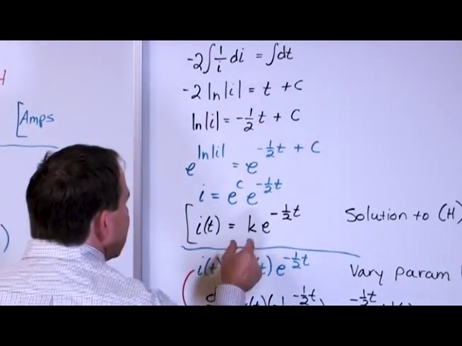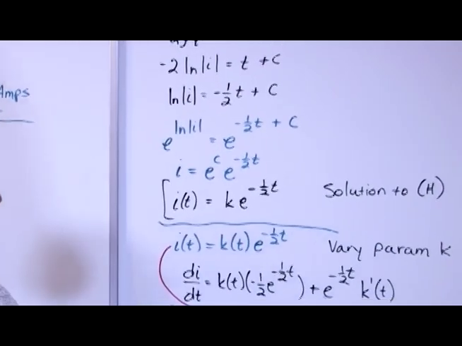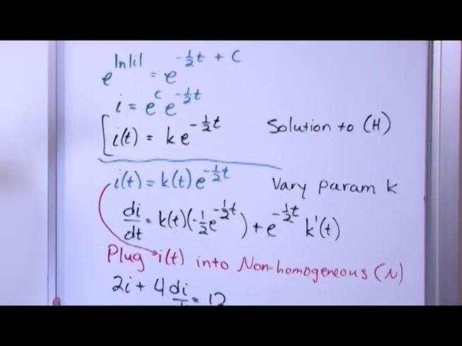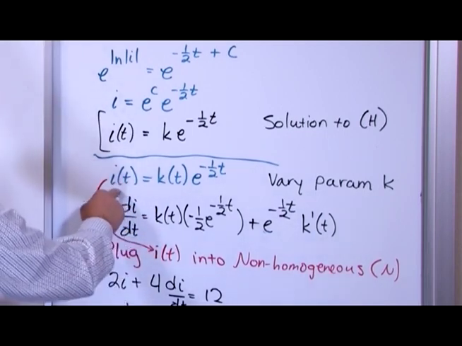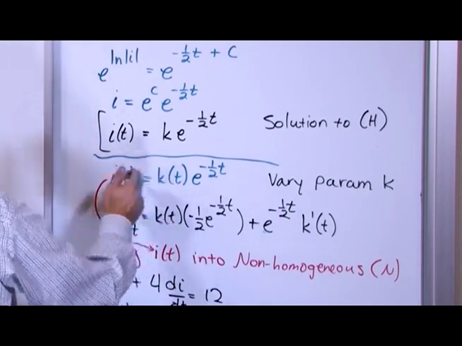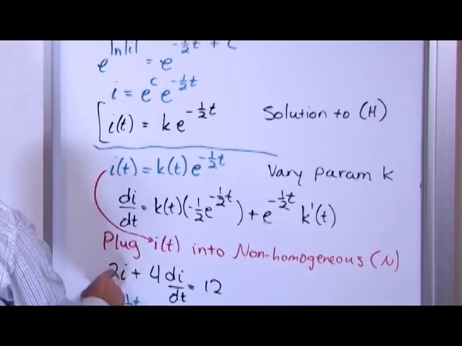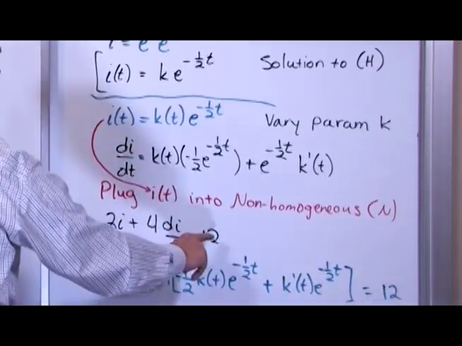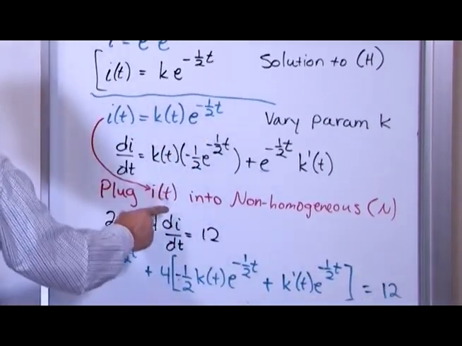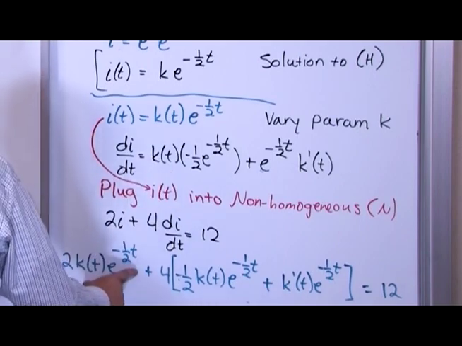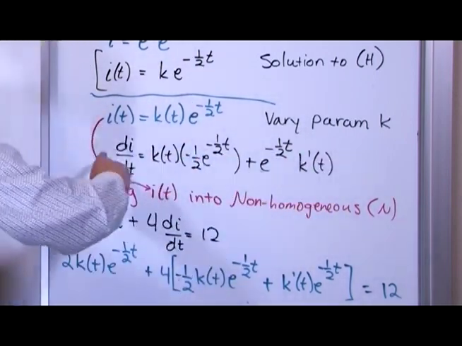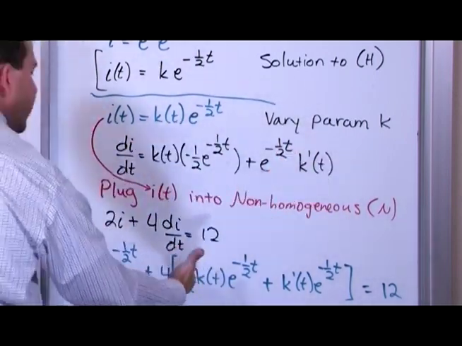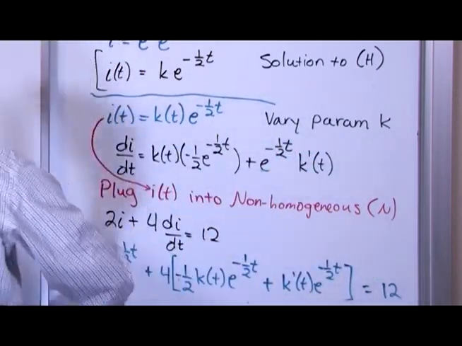To continue on, we let this parameter vary as k of t, and it's kind of a guess, but it's proven to work in certain forms of equations. So we plug this new I of t with the parameter varied into our original differential equation, which was here. So I comes in here, 2 times I, di dt we need to plug in for. So we calculate di dt, which is a little bit messy, but we do it. We put it in here, and then we distribute everything out.